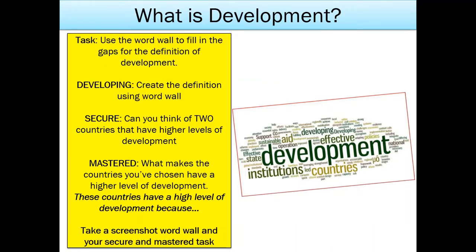Okay, so learning objective 1 of this lesson is to describe or define what development is. What I'm going to ask you to do, your task starts off with a WordWall activity, and this is a gap fill where you will create a definition for development. So for developing, can you open up WordWall and create your definition for development.